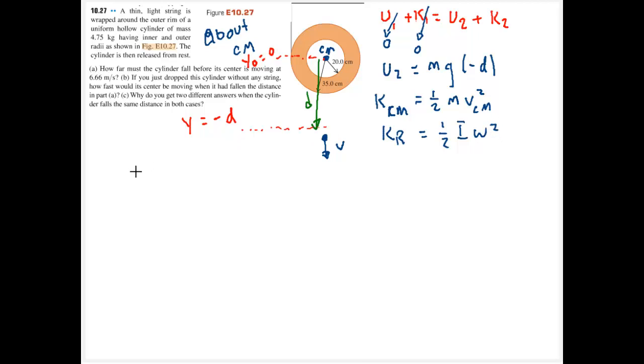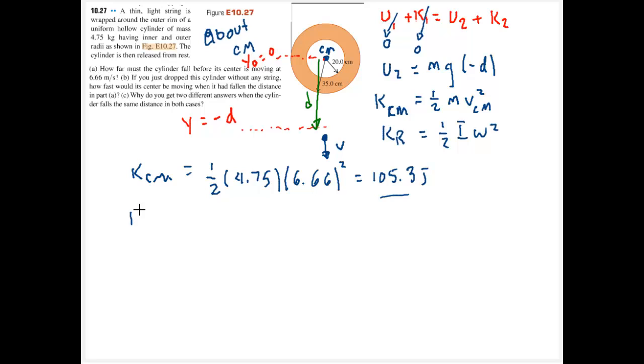So let me first solve for the easy one. The kinetic energy of the center of mass is going to be equal to 1/2 mass velocity squared. I know that the mass is 4.75 kilograms, and I know that it's going to be traveling at 6.66 meters per second, so I square that. I'm going to come up with 105.3 joules.